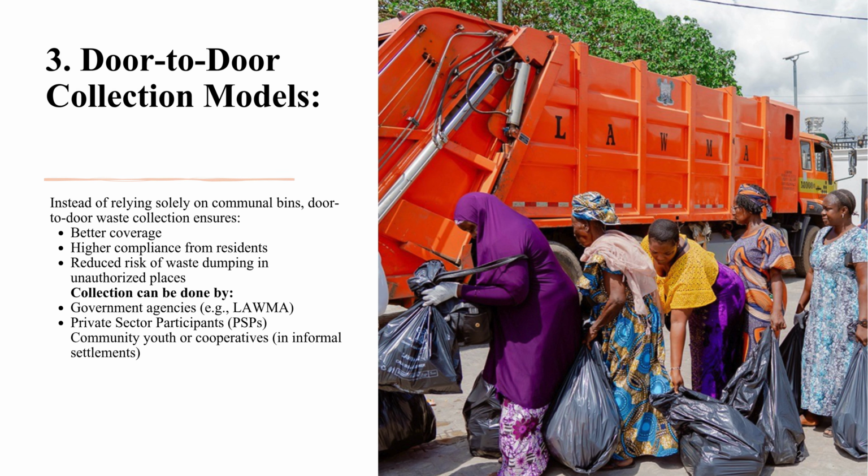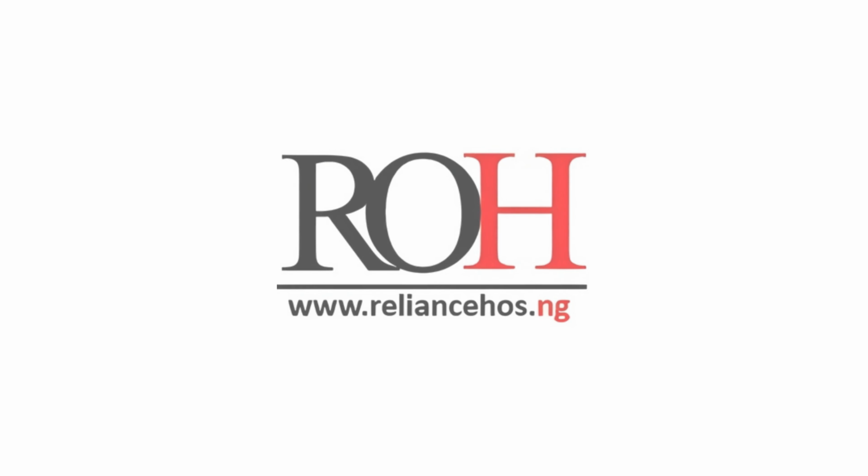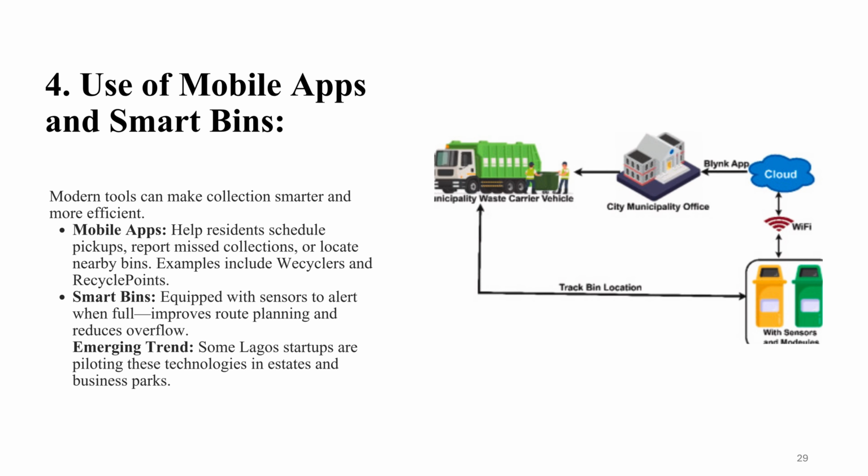3. Door-to-door collection models. Instead of relying solely on communal bins, door-to-door waste collection ensures better coverage, higher compliance from residents, and reduced risk of waste dumping in unauthorized places. Collection can be done by government agencies, for example LAMA, private sector participants, PSPs, or community youth or cooperatives in informal settlements.